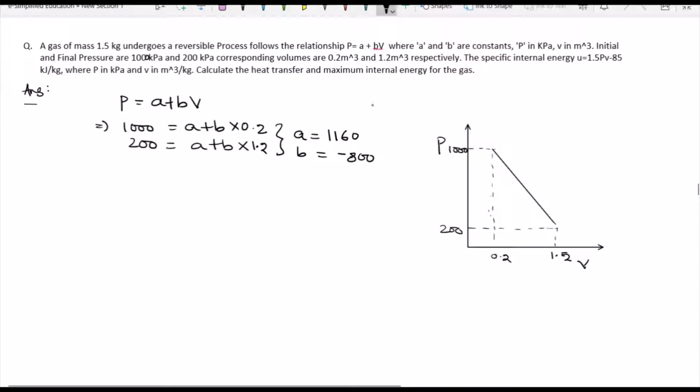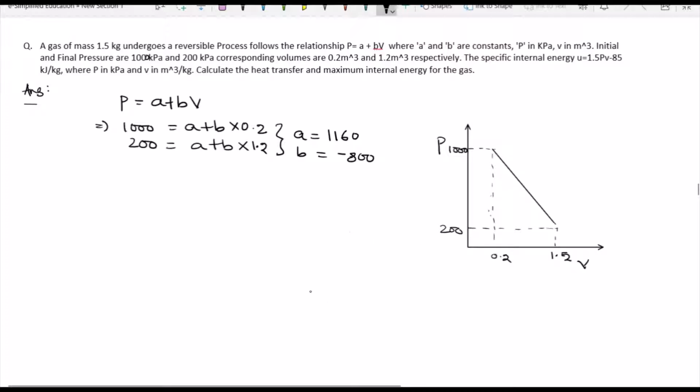So if I represent the whole question in graphical format, this will be the curve. It will be a straight line of downward slope. It cannot be an upward slope. This is the line. This cannot be like this, because at 1000 kilopascal the volume is 0.2 meter cube, and at 200 kilopascal it is 1.2 meter cube. So this has to be the curve.